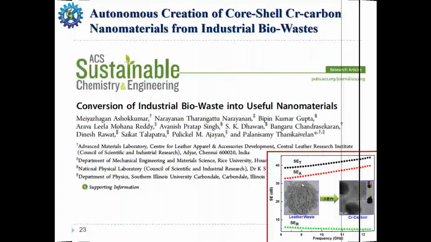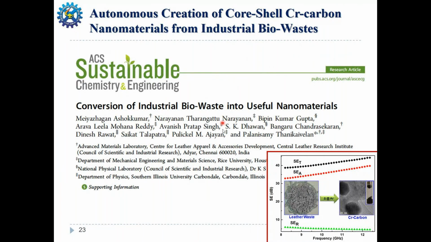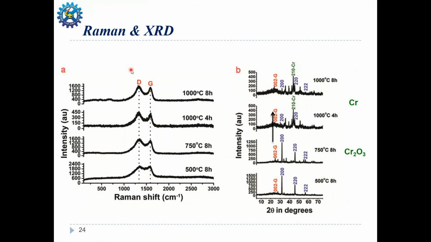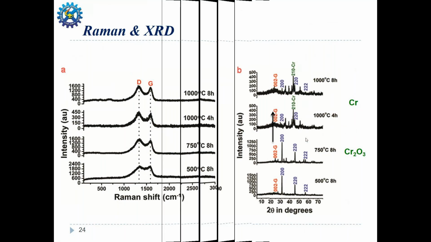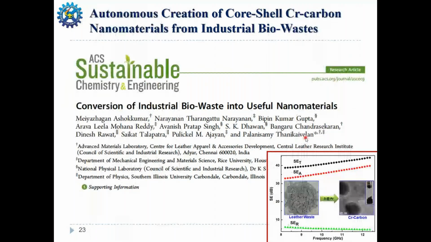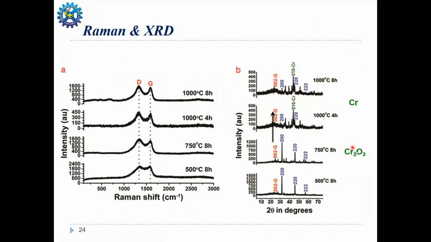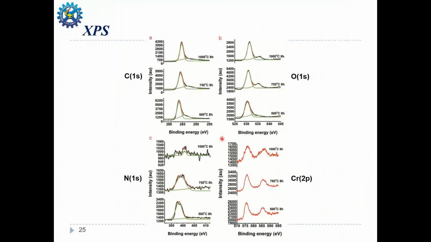So this is another example where we try to use the chromium containing waste and then subject it to high temperature treatment in the presence of argon. And here again, we get a kind of core shell material where the chromium is bound inside the carbon layers. So we get core shell nanomaterials, and we can see from the XPS data that along with carbon, nitrogen, and oxygen, the chromium is also present in the materials.